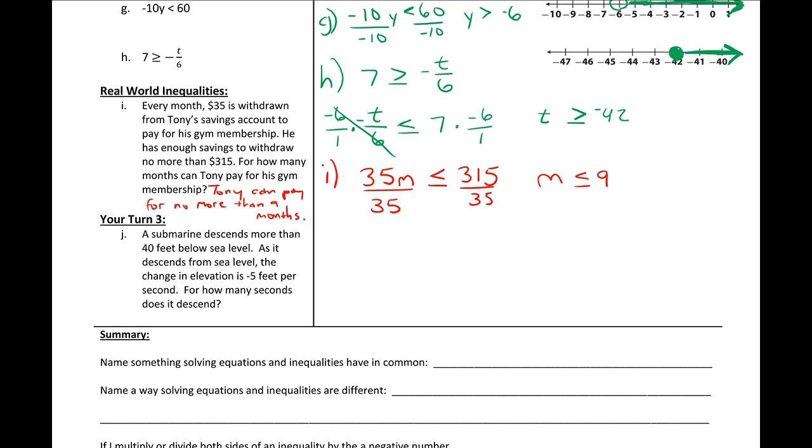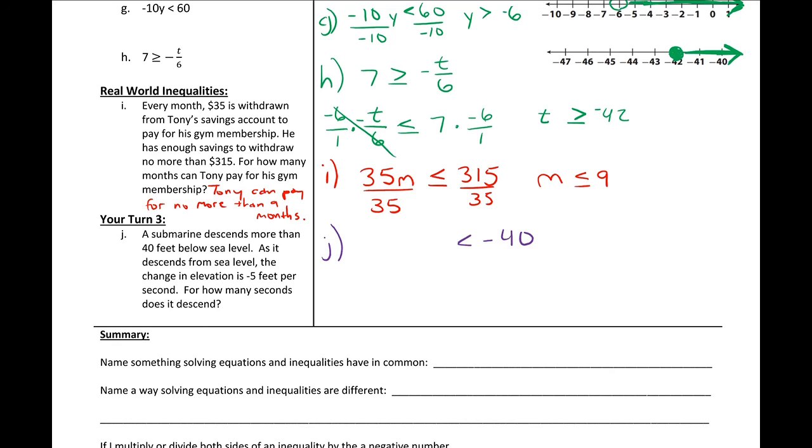Okay, let's take a look. A submarine descends more than 40 feet below sea level, which means it's going to descend even less than 40 feet below sea level. Keep in mind here that your sign is going to be less than, because this submarine is going to travel less than 40 feet below sea level. That sounds a little confusing, but think about it this way. We're descending. The more we descend, the more negative we get, which means the more less we become.